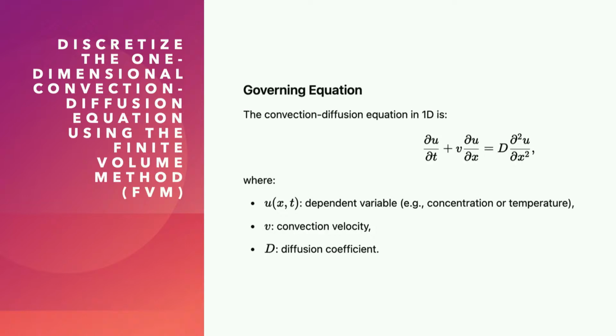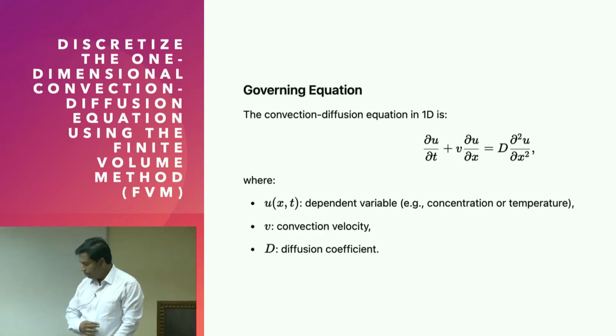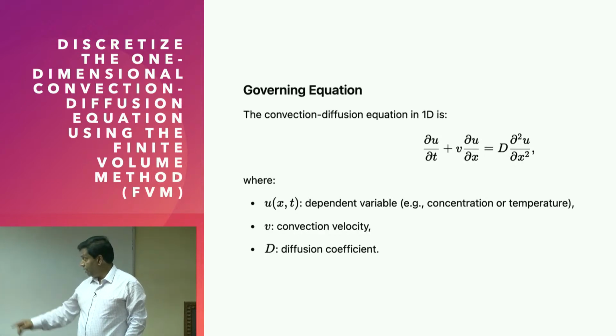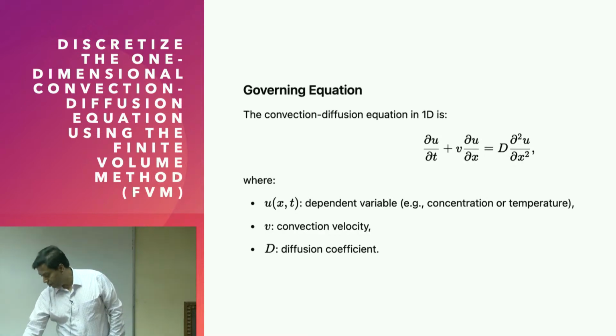Yes, so most of the places are similar. It has only one extra term, the convection term here, v du/dx. This is the extra convection term, and we have to discretize it. Now you can see u is the dependent variable, concentration or temperature, v is the convection velocity, and D is the diffusion coefficient.